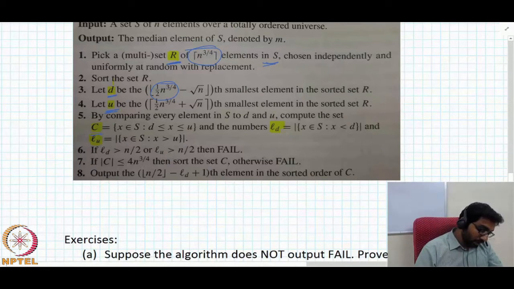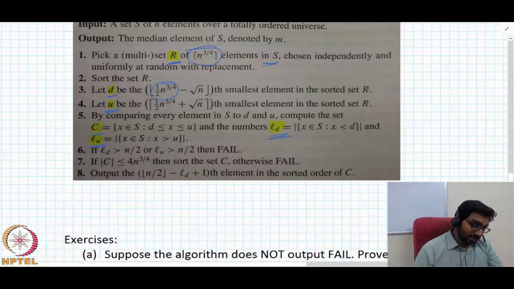Well, we compute the set C straight out of the definition, but this will require an O of n scan through the set of elements in X. And then we find the number of elements that are less than D, and the number of elements that are greater than U. Now we need to make sure that a few conditions are satisfied. The number of elements less than D should not exceed n by 2.